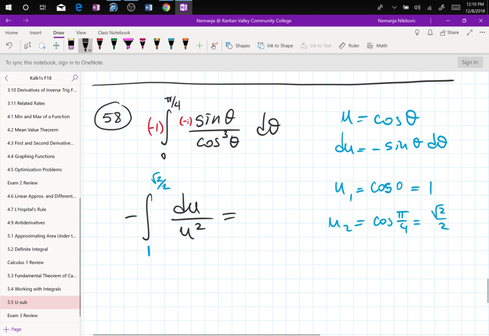So, now, what's bigger? 1 or root 2 over 2? One. So we should put that on top, right? And that's how the minus goes away.